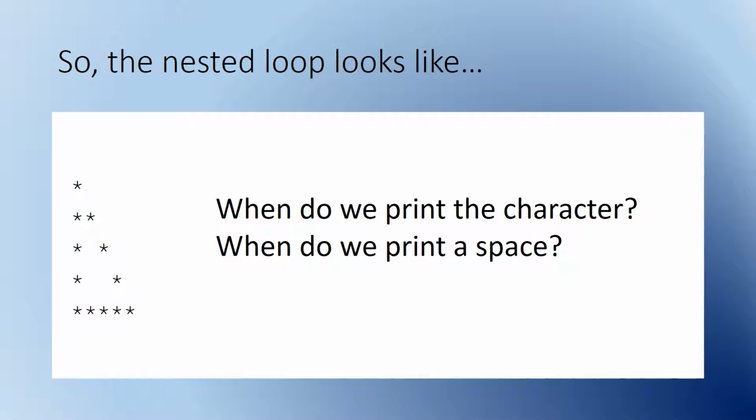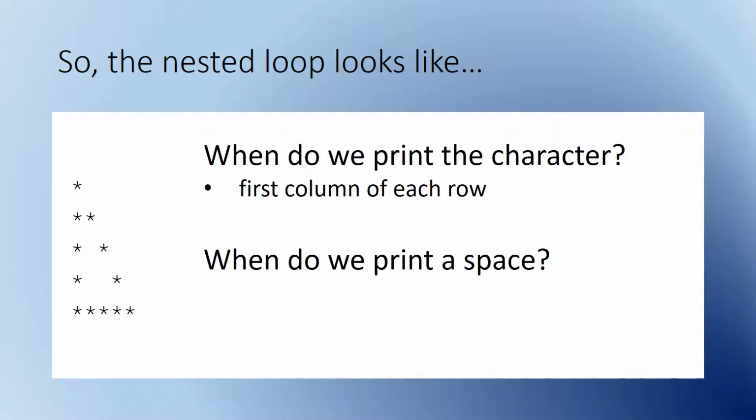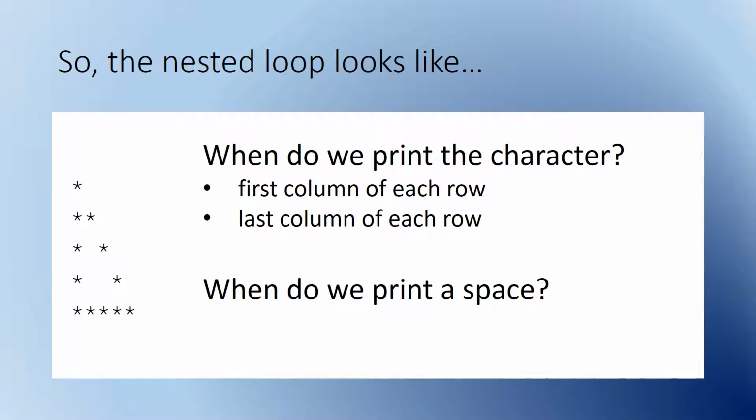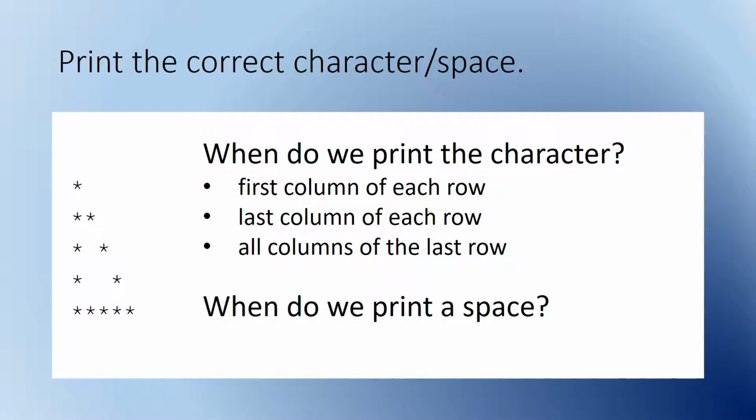The question now is, when do we know we're printing our character, and when do we know that we're going to print the space? The first column, the very last column of every row, and every column of the very last row. Any other column just prints a space, because we want the spaces in the middle of the outline of our triangle.